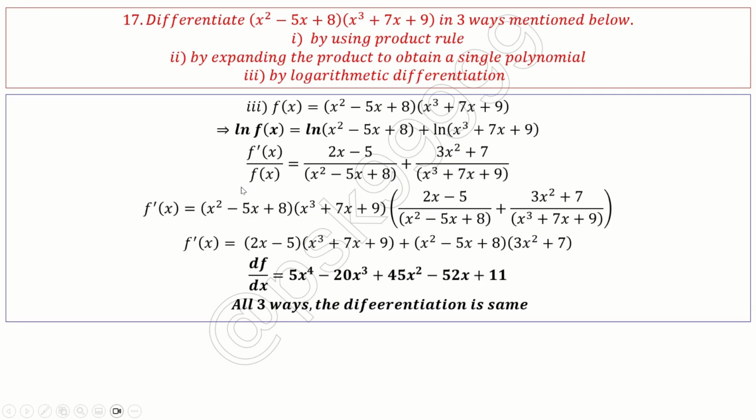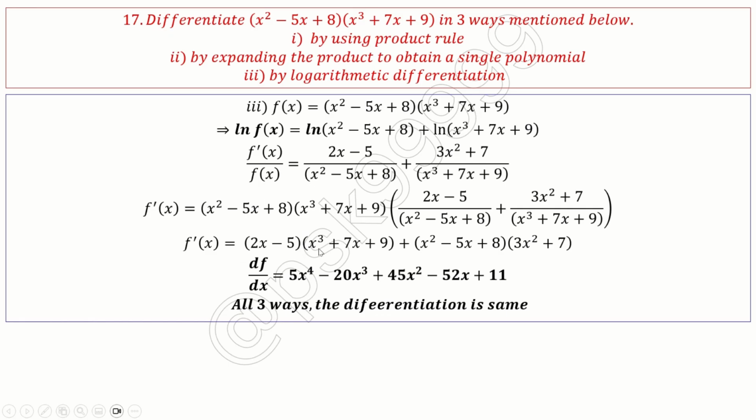Now f dash x by f of x is equal to 1 by this expression, then differentiation of this one, which is 2x minus 5, plus 1 by this value, then differentiation of this one, 3x square plus 7. Now if I take f x to the other side, which is the product of these two, what I am left with is exactly the same as the first method. Because the product is here, it will cancel one term and then you will have the other term.